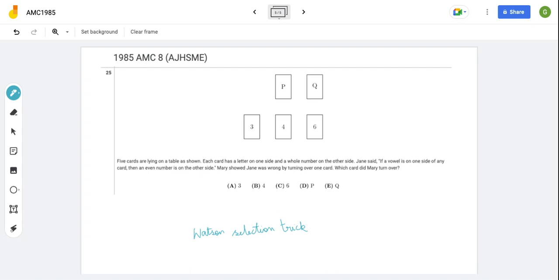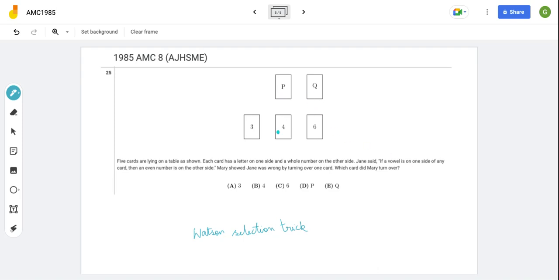So then what I need to do is check a vowel. If I open a vowel, then there should be an odd number on the other side. That is what makes this statement wrong. Correct? But do I have a vowel here to open? I don't. What is the other way I can look at it? If I open an odd number, and if there is a vowel behind, right? Then also her statement is proved wrong, isn't it?